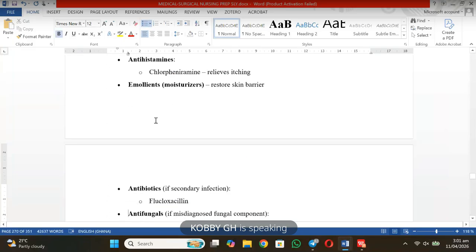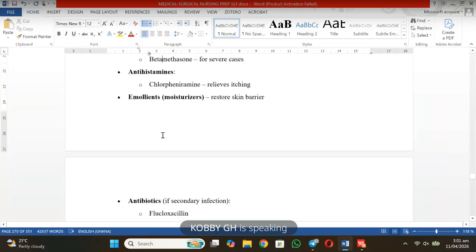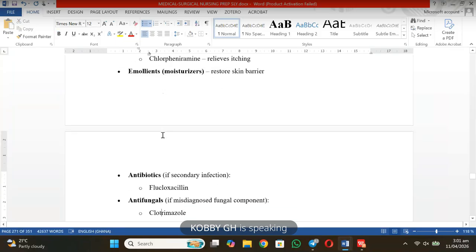All right, now when it comes to the medical management of dermatitis, usually we want to use corticosteroids, anti-inflammatory agents. So they usually do topical corticosteroids as the first line treatment, like hydrocortisone and betamethasone. Then they also do the antihistamines, so they can do antihistamines.